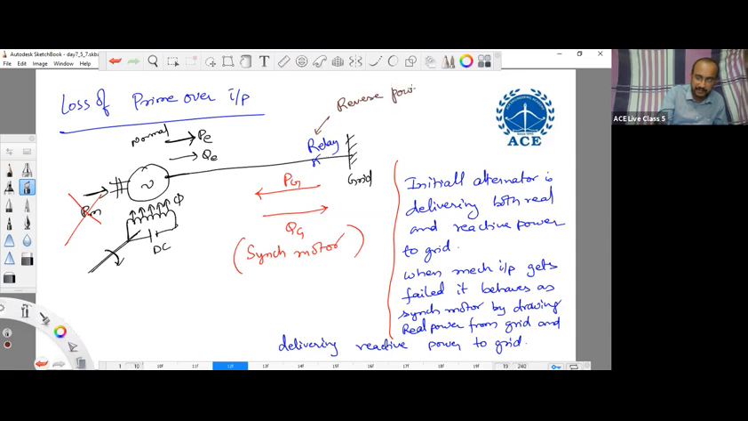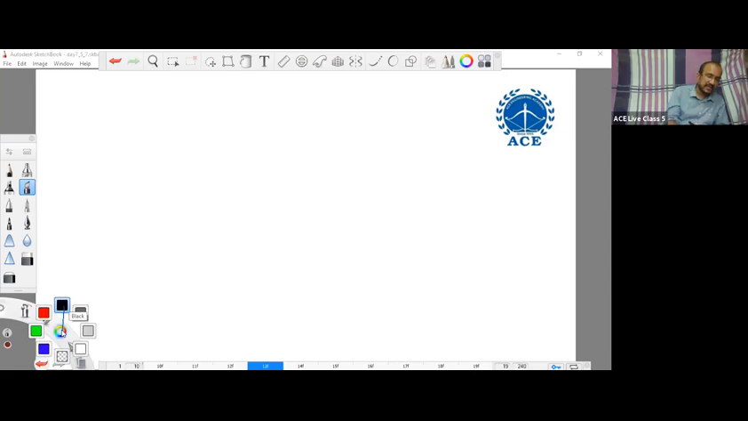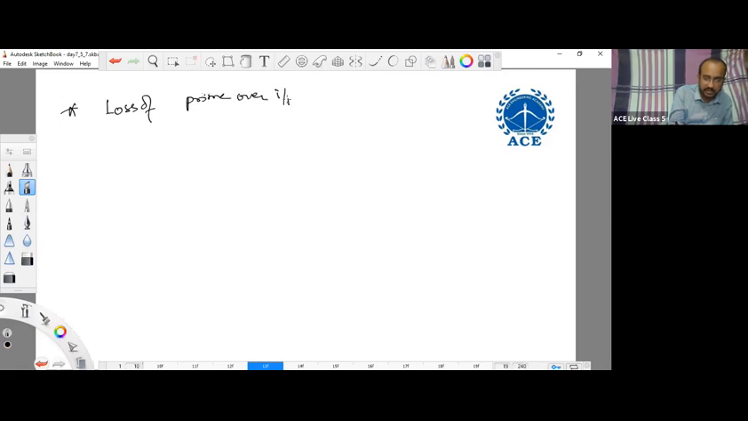Reverse power relay, for sensing the loss of prime mover input. Loss of prime mover input can be sensed by what? Using the reverse power relay.